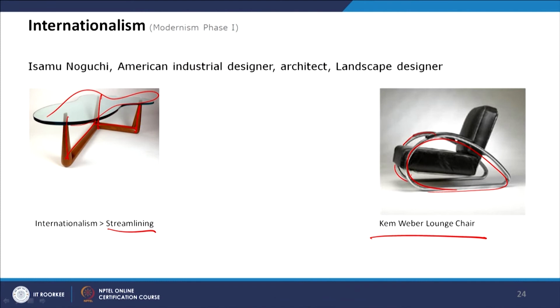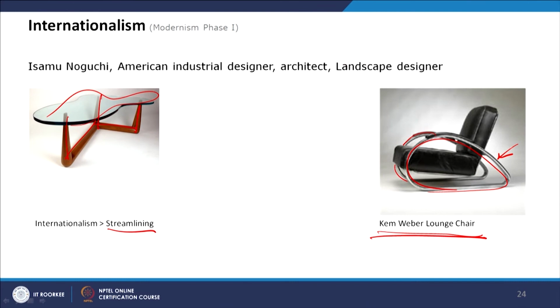This is Kim Weber's lounge chair, which has a lot of similarity with internationalism, and is actually a part of a smaller movement within internationalism. So here we see the true material, which is steel, and the black color has some similarity with the Barcelona chair, but these curves are added, which is a little different from internationalism. So Noguchi's design is also something in between these styles.